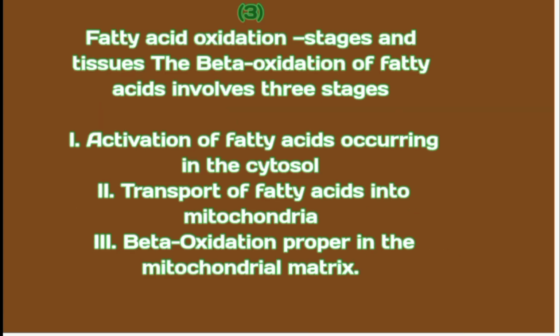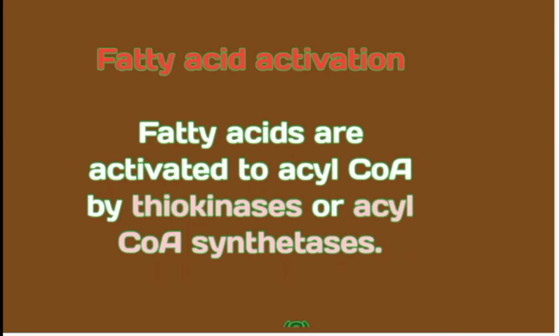Fatty acid oxidation involves three stages. The first is activation of fatty acid, which occurs in the cytosol. Second is the transport of the activated fatty acid to the mitochondria, and there beta oxidation proper starts in the mitochondrial matrix. Let's talk about the first stage, which is fatty acid activation.